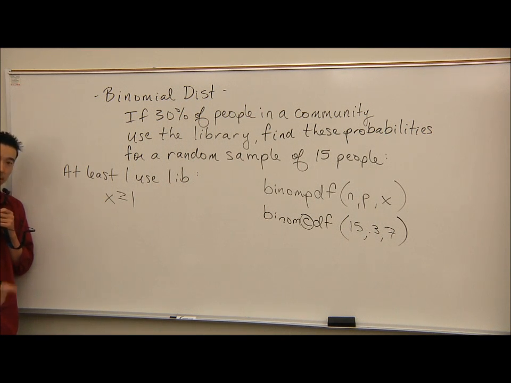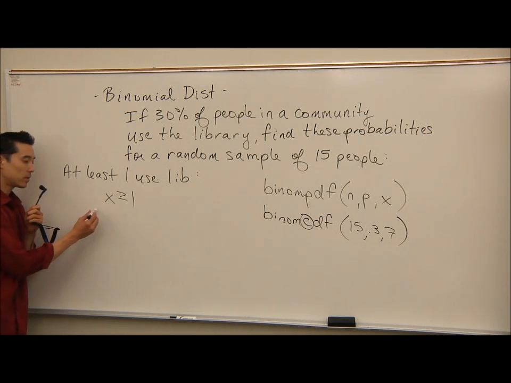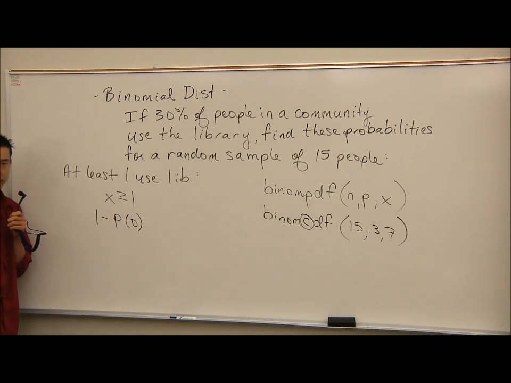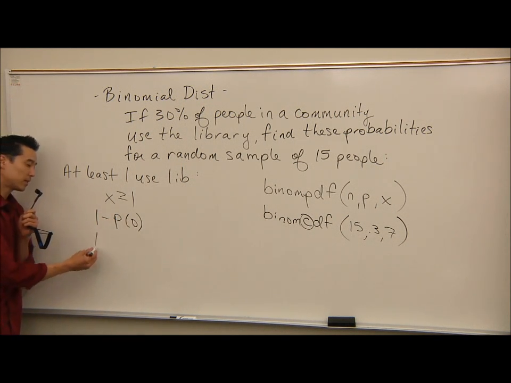Will my calculator do from 1 to 15? No. What will it do? 0 to 15. I don't want 0, so what do I have to do? 1 minus the probability of 0, right? Yeah, 1 minus probability of 0. Does everybody see that? So to get 1 through 15, I can't do that. I can do 0 through 15, which is everything, and then subtract 0. Okay? So we want to do 1 minus the probability of 0. All right? So you're going to do 1 minus.